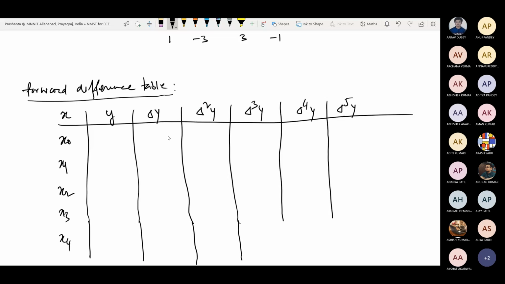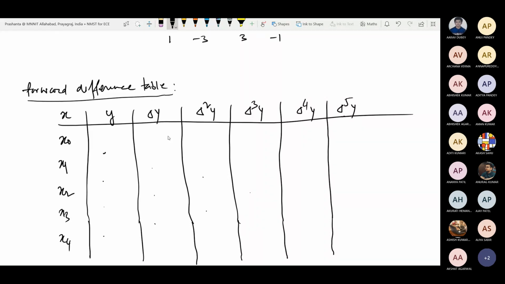So how to create the table? Table is created. Whatever value you will be getting, creating the difference, that will be written at this. These are the dotted positions where you will be putting the values. Okay. So the table will be looking in this way.